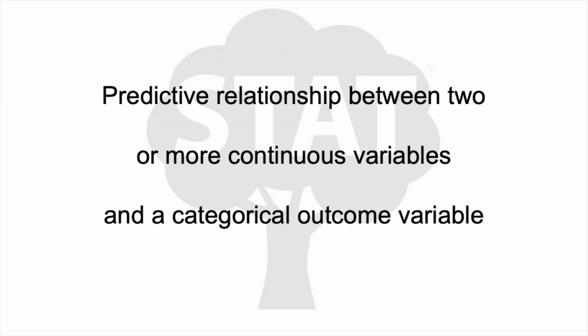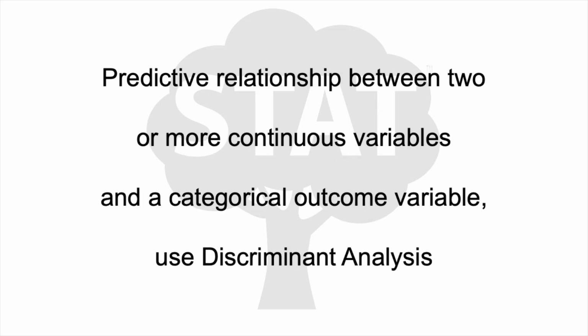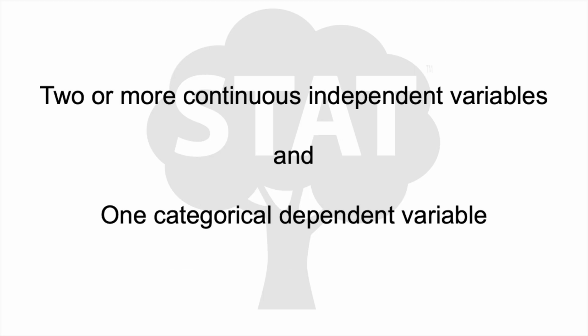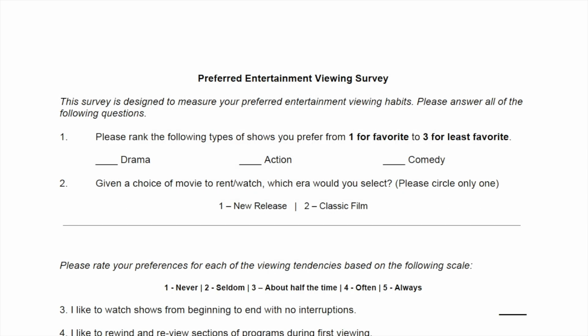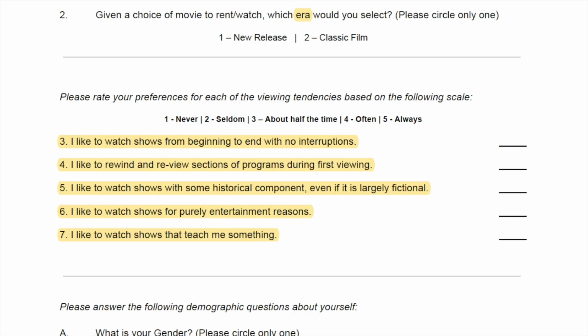To test whether two or more continuous variables can predict the likely outcome of a categorical variable, discriminant analysis would be appropriate. You will need one categorical dependent variable and at least two continuous independent variables in order to run this test. In looking at the preferred entertainment viewing survey, question number 2 regarding movie era has two nominal values and is a categorical variable.